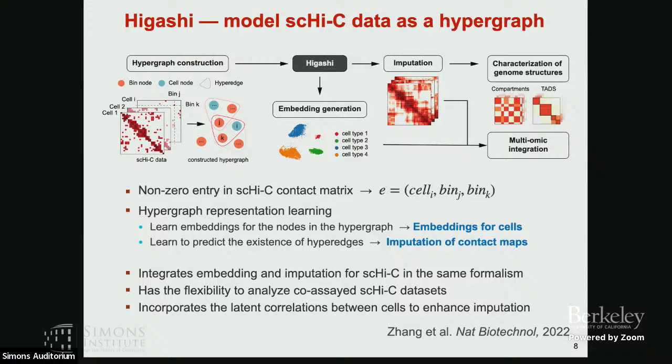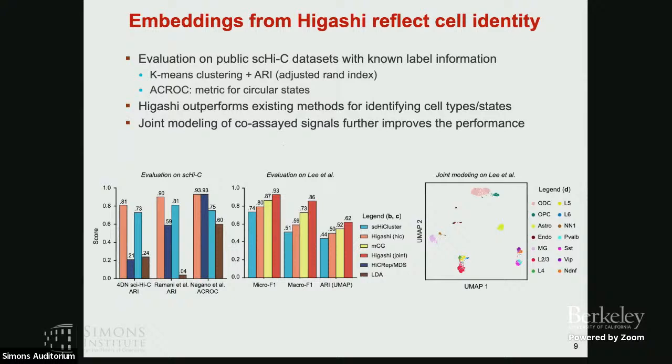This was published recently. Now, showing some results: there are some earlier methods for embedding, and we show that overall our method, which we call Higashi, can do better. One of the features of our approach is that you can incorporate additional attributes on the nodes in the hypergraph. There's one data set, Li et al., which is co-assay data between single cell Hi-C and methylation. If for each node you also have the methylation information as an attribute, you can do even better in terms of the separation of the complex cell types.